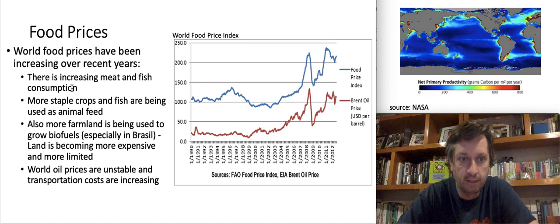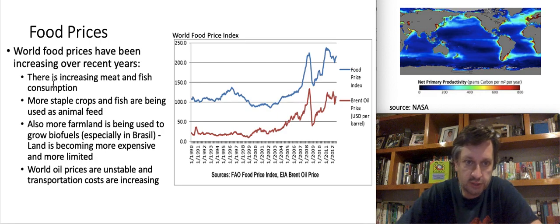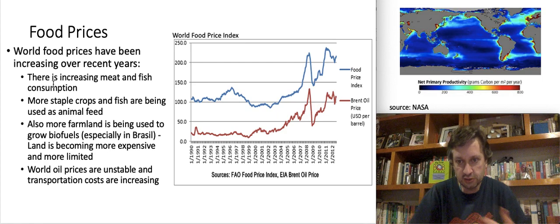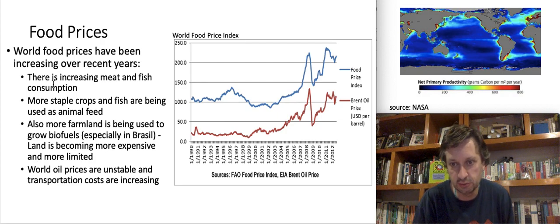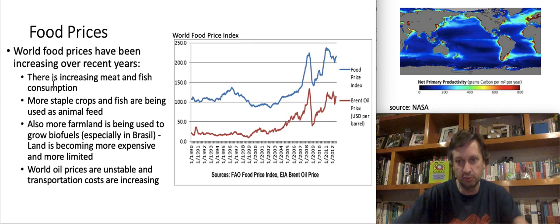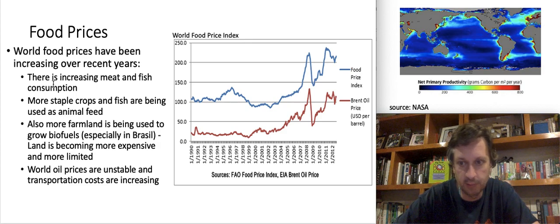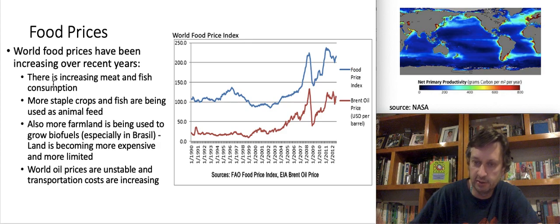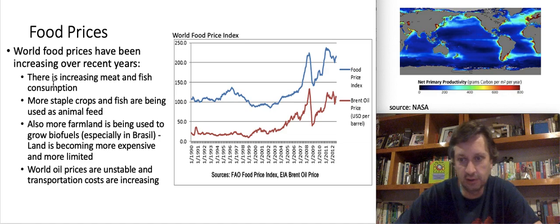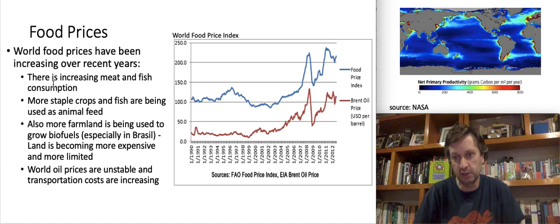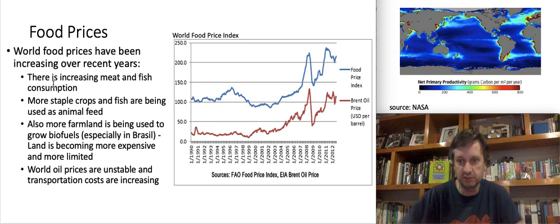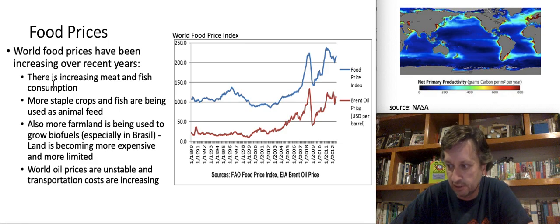Right. Obviously, across the world, there's increasing meat and fish consumption, largely driven by LEDCs turning into newly industrialized countries on their way to becoming MEDCs. As that happens, there's an increase in the expectation of what people expect in their diets. And one of the big expectations is that people will increase the amount of fish that they eat.